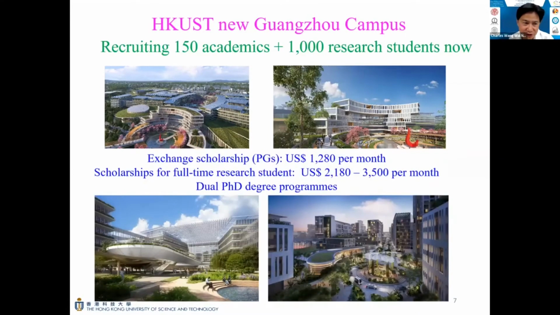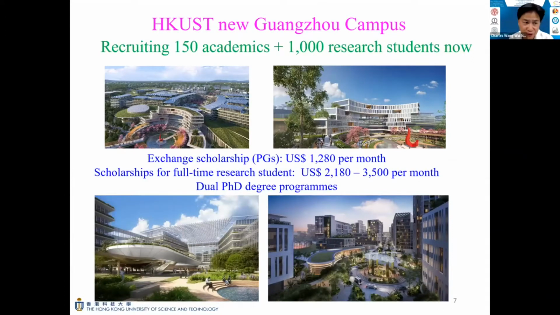And talking about collaboration, no matter whether it's the Hong Kong campus or the Guangzhou campus, we do encourage exchange programs, meaning students from India can come to Hong Kong for 6 months, and our students can go to India for 6 months, and that will be fully funded by our exchange scholarship, which at the moment is about $1,200 per month, and is enough for a single research student.